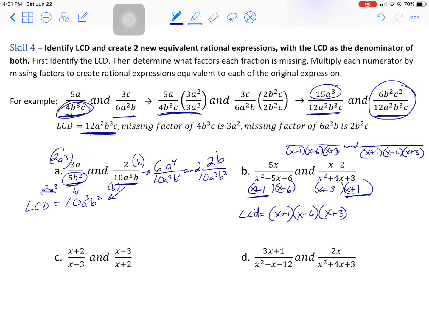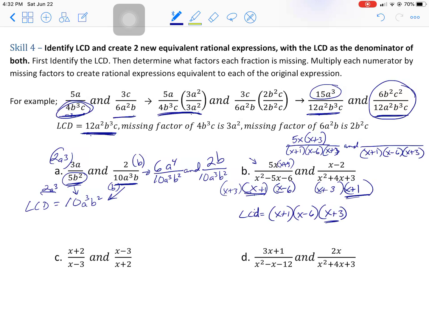All right, so the first one, which one is it missing? Let me fix this a little. So they have the x plus 1 in common. This rational expression has everything but the x plus 3, okay? So I need to multiply the top one by an x plus 3 because that's what this got multiplied by. So what goes up here is 5x, x plus 3. Just leave them apart, it's okay.